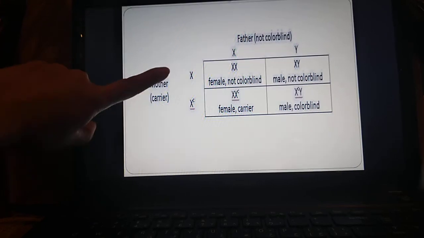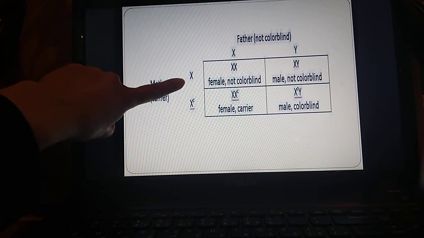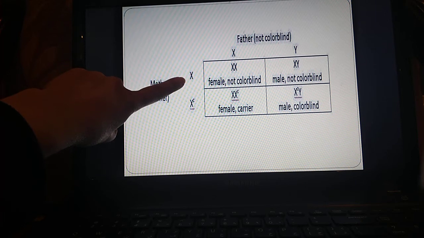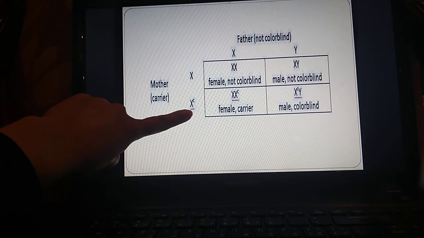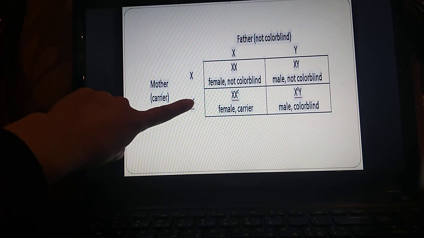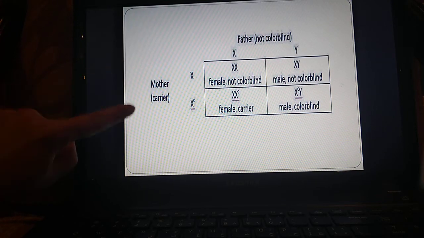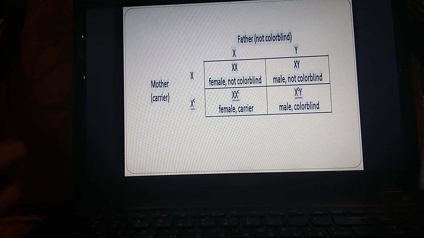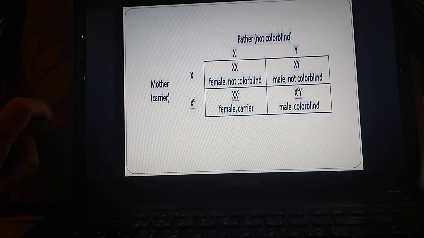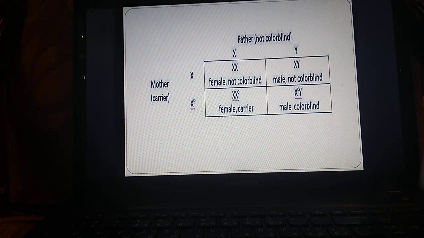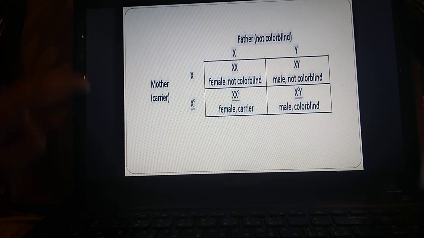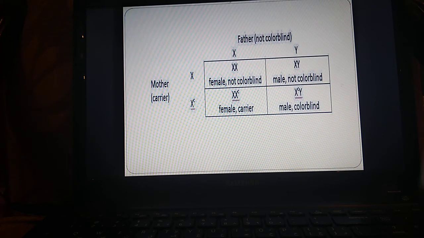Look at the mother. Look at the carrier. One of her X chromosomes is completely normal. The other one is written this way: X, C. This C is the allele responsible for carrying the colorblind disease. Now she has only one, which means she's healthy, but she may pass this allele to her children.